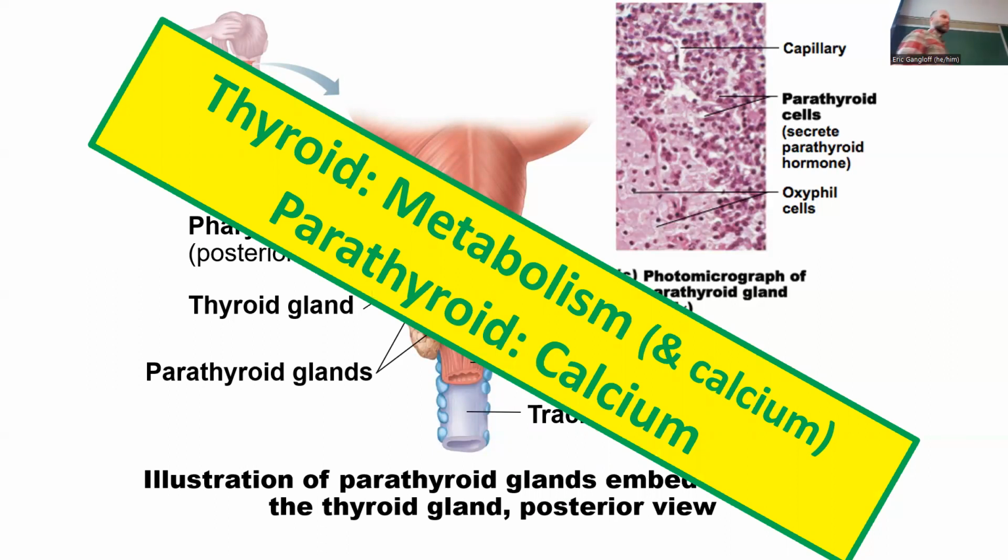Calcium is a super important ion that's involved in a zillion different physiological processes. So we need to make sure we have enough calcium and it's in the right place, very broadly speaking, and the parathyroid helps to regulate that. For each of these endocrine glands, I'm putting up this big banner that says this is what I want you to know these are involved with. So if I say thyroid, you say metabolism. If I say parathyroid, you say calcium.